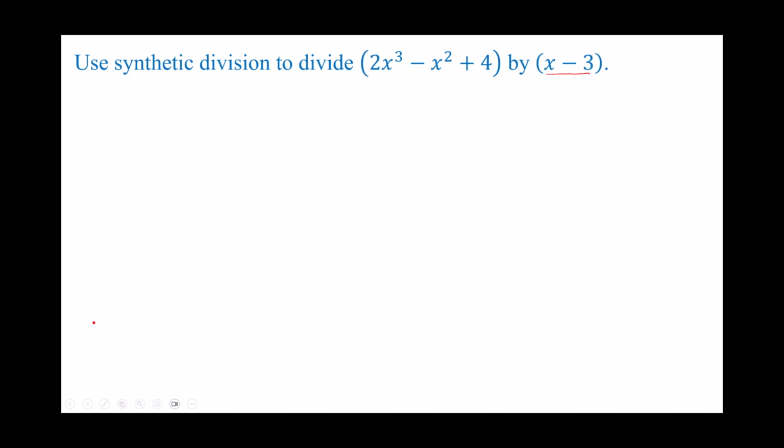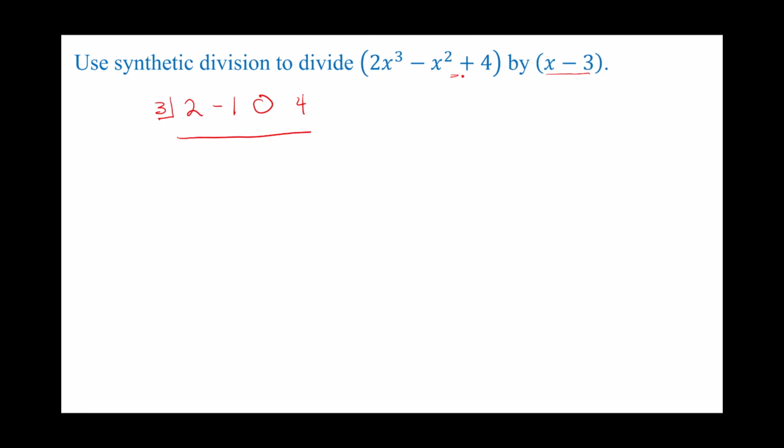Use synthetic division to divide 2x cubed minus x squared plus 4 by x minus 3. So similar to what we did before, the 3 goes in the box. We have an x minus 3 is our divisor, so I put the 3 in the box. And then I'm going to write the coefficients of the dividend in descending order of the exponents. So I have 2x cubed minus 1x squared plus 0x plus 4. Don't forget to put a 0 in for the missing terms, or this will not work.